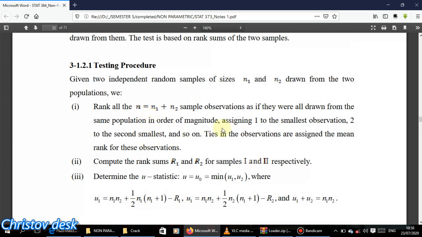When you do that, take note: you assign 1 to the smallest value, 2 to the second, and so on. Ties in observation are assigned the mean. So if there is a tie, you try to find the mean rank and give it to them.